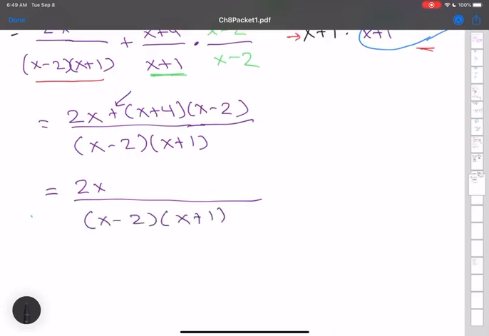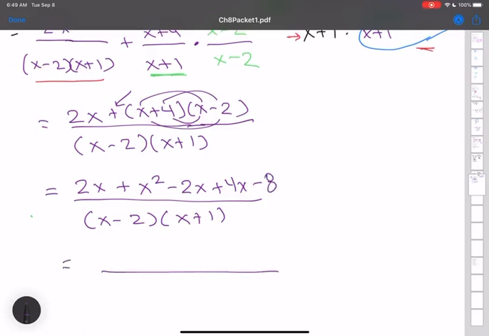Okay, so I've just rewritten it with the common fraction here that we already figured out on the bottom. I have the 2x, and then if I go and FOIL that second piece, I have an x squared minus a 2x plus a 4x minus an 8. When I combine like terms, let's see, I just have the x squared.